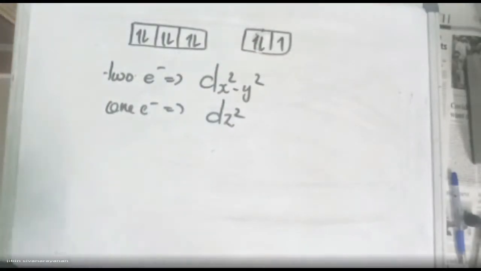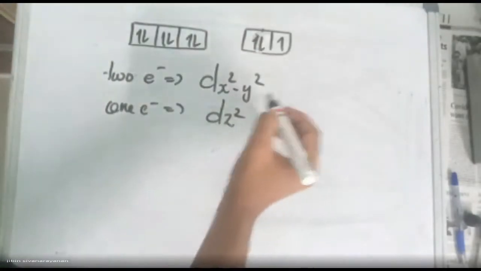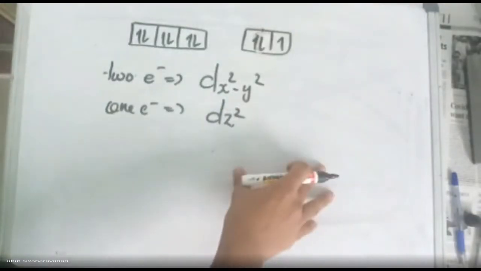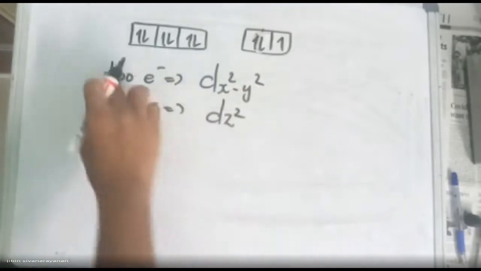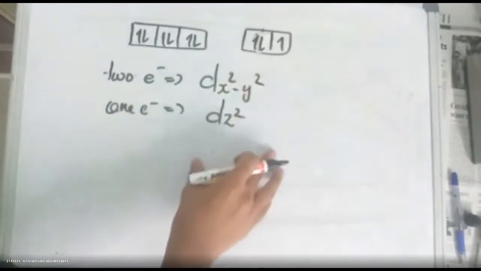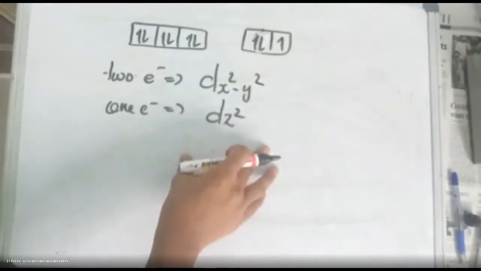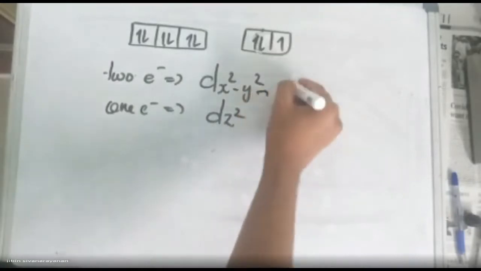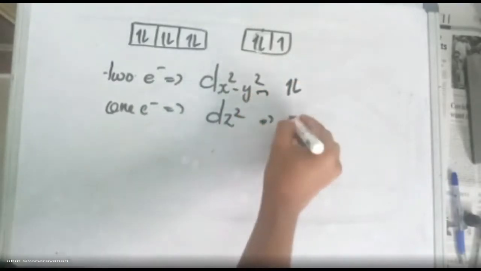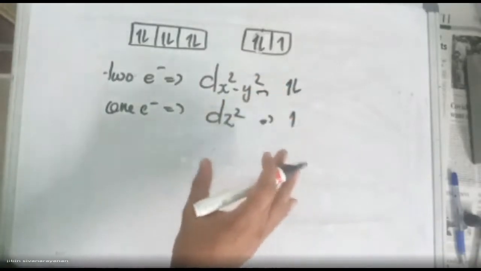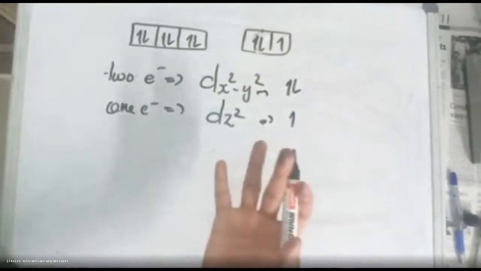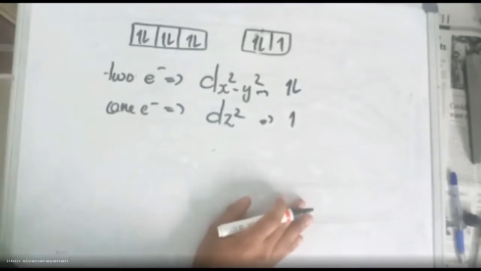Okay, so what is happening is, we know that for octahedral complexes, the ligands are approaching through the axis. So these two orbitals lie along the axis. In this orbital, 2 electrons are there. In this orbital, only 1 electron is there. So which orbital felt more repulsion when the ligands are approaching?